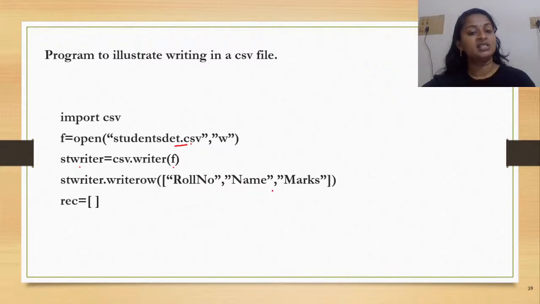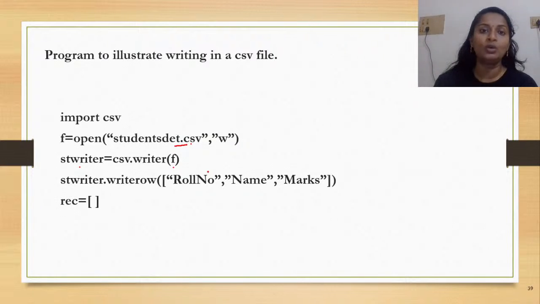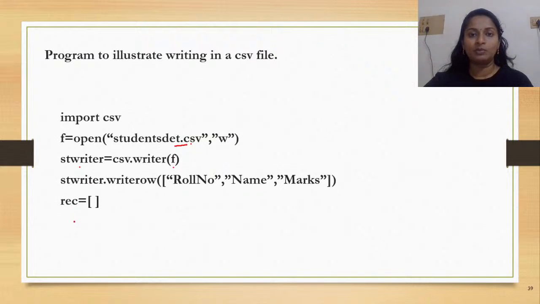You can either specify the contents of the list as such, or you can have the contents of the list assigned to a variable and then pass the name of that list as argument to writerow. Anything is suitable here. Now we should have a nested list so that the contents would be written onto our file. Here rec would be used as the nested list in the due course of the program. For this purpose, I have declared it to be an empty list currently.